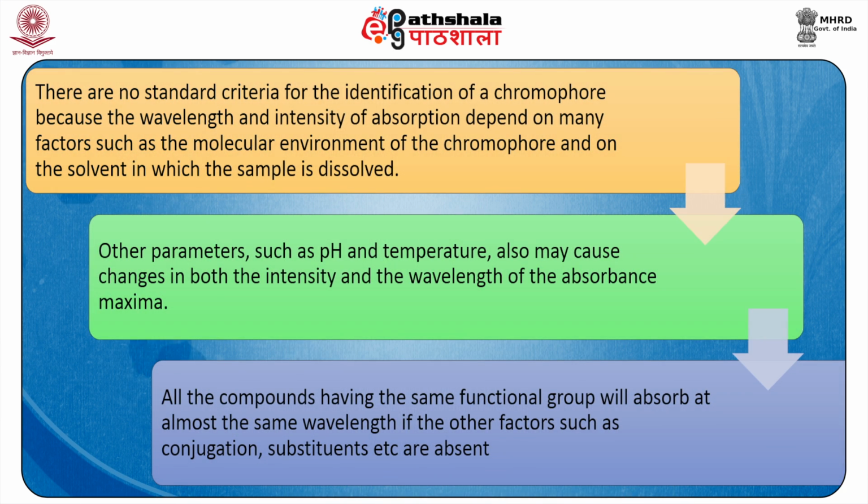There are no standard criteria for the identification of a chromophore simply because the wavelength and intensity of absorption depend on many factors such as the molecular environment of the chromophore and the solvent in which the sample is being dissolved. Other parameters such as the pH and the temperature also may cause changes in both the intensity and the wavelength of the absorption maxima. Now, all the compounds having the same functional group will tend to absorb at the same wavelength, if the other factors such as conjugation and substituents are absent.